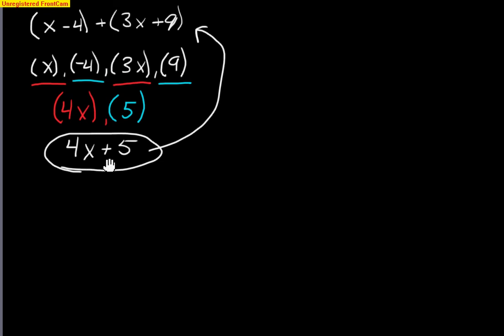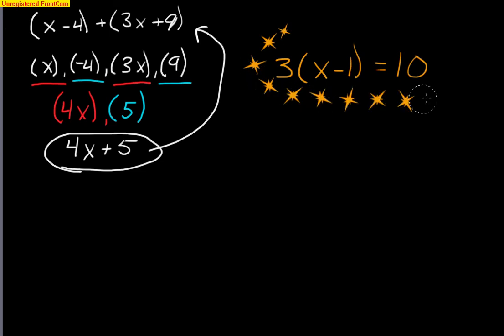Okay, so that will be the first part of your test. If you understand this, you can go on to the next section. And why don't I go ahead and put one out there for you guys. I'll put this one in orange, and we'll make this a sample problem. I'll put it off to the side here. Let's do a distributive property one. Let's do 3 times x minus 1 equals 10. Okay, so that's our star problem for the day.